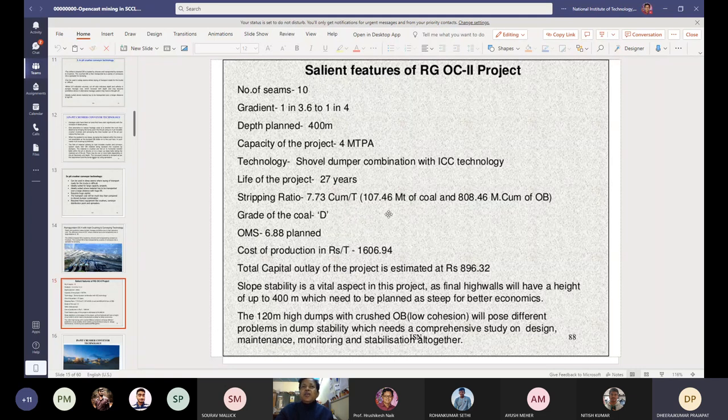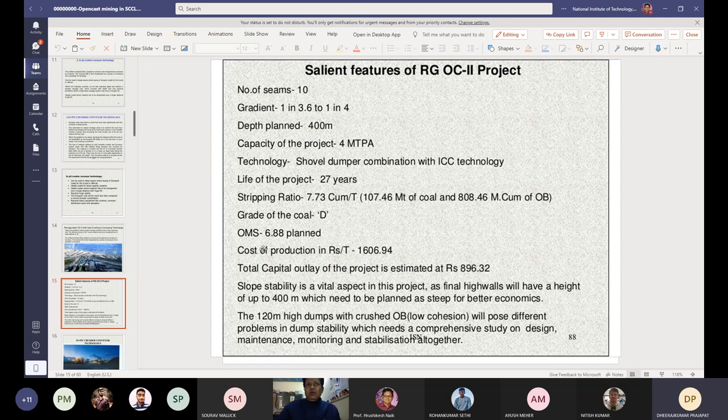In the total project, 107.46 million ton of coal is obtained by removing 808.46 million cubic meter of overburden. After removing 808.46 million cubic meter of overburden, you get 107.46 million ton of coal. Therefore, the stripping ratio is 7.73 cubic meter per ton of coal. And the grade of the coal is D grade coal.